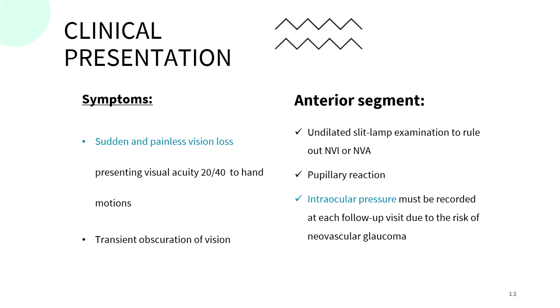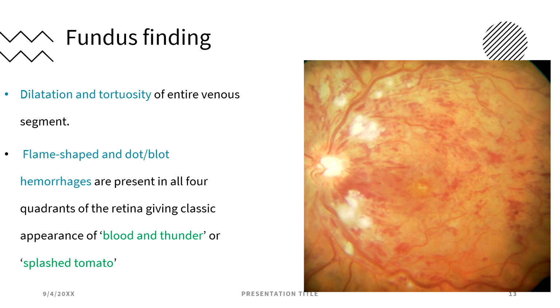Anterior segment evaluation should be done. Undilated slit lamp examination to rule out neovascularization of the iris or angle. Pupillary reaction should always be noted, and intraocular pressure must be recorded at each follow-up visit due to the risk of neovascular glaucoma.